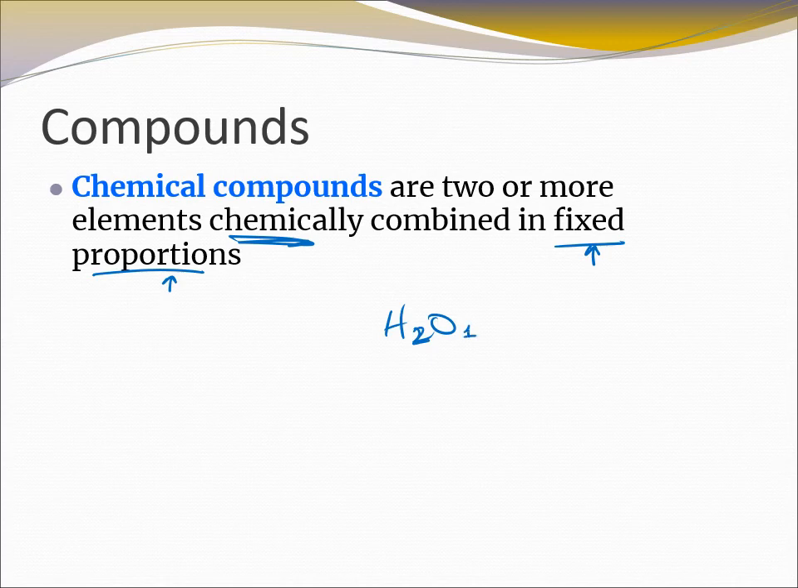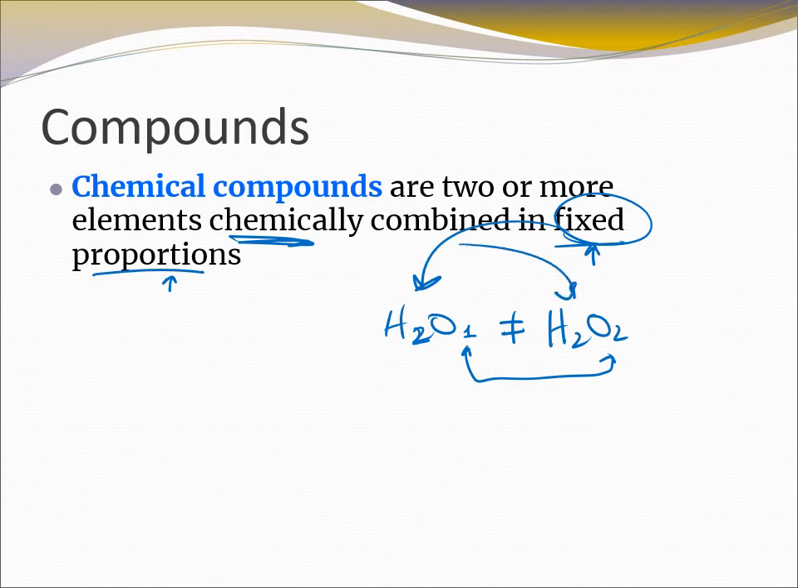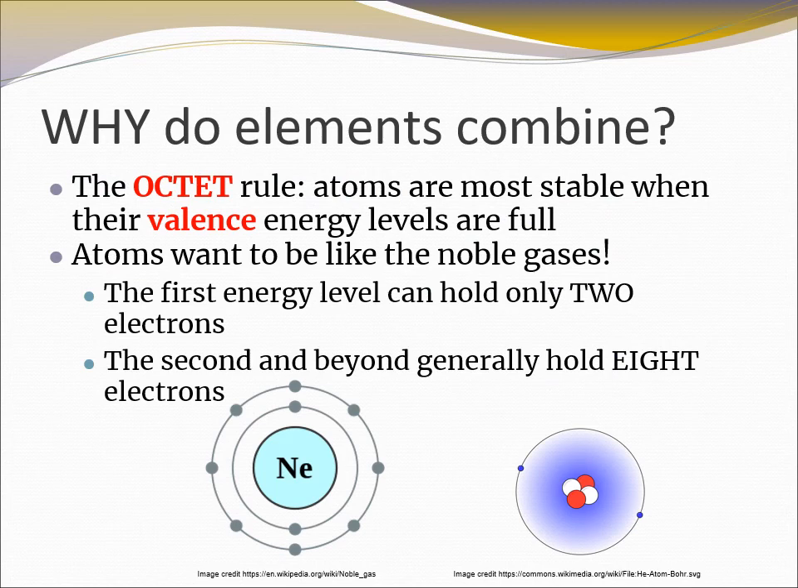If you had a different proportion of hydrogens and oxygens, for example, H2O2, this would be a different compound because we have changed that proportion. Fixed means it stays the same. Water is always H2O. If you have H2O2, you have a different compound. This is hydrogen peroxide.